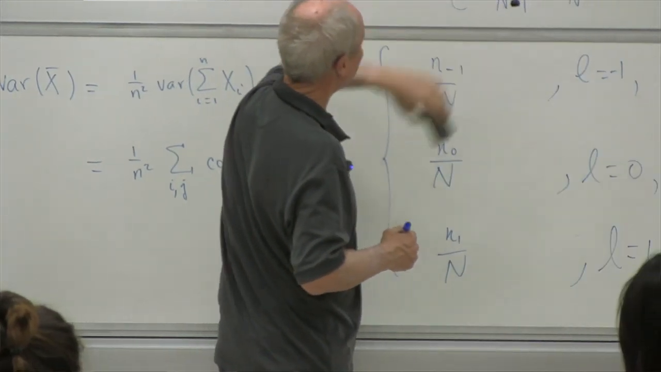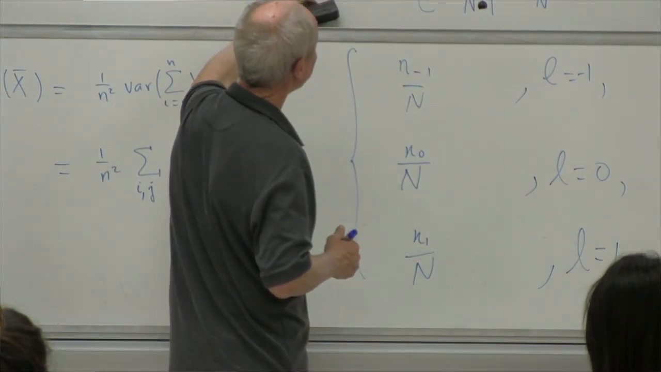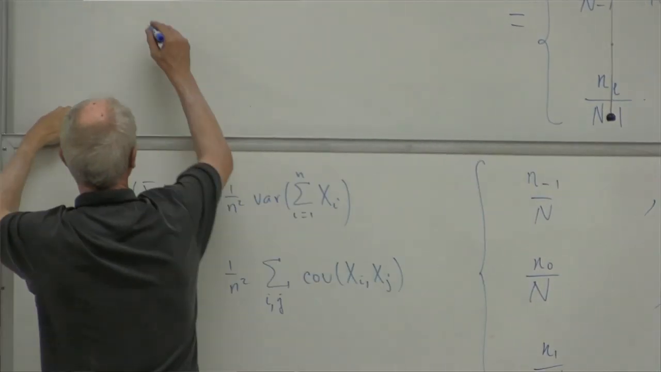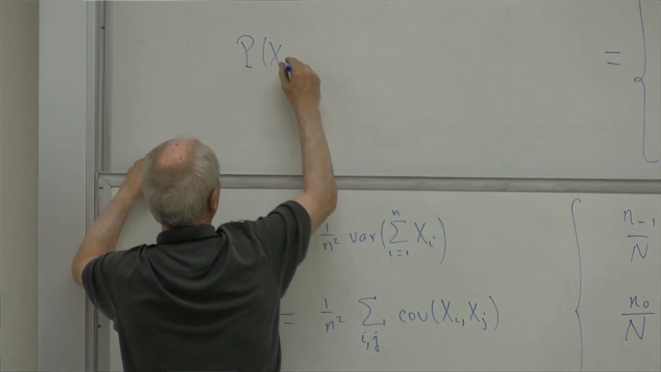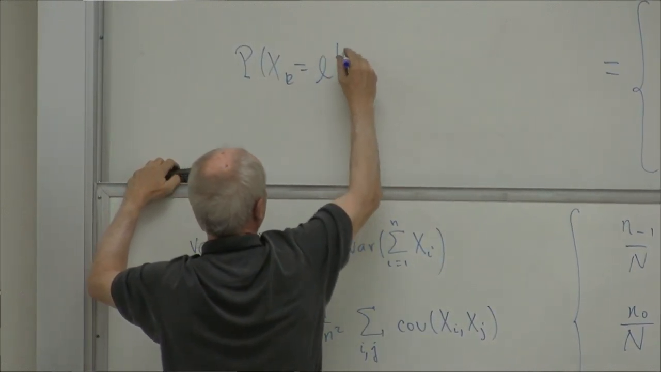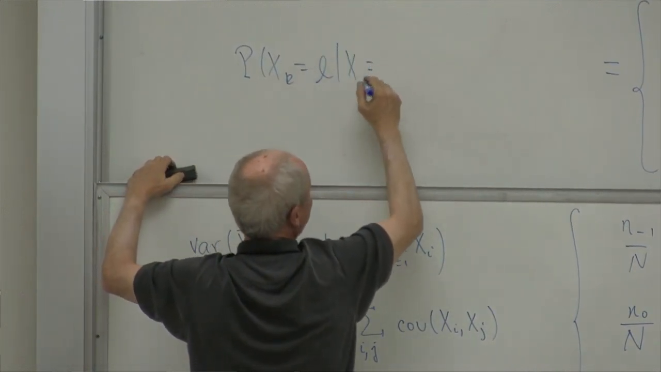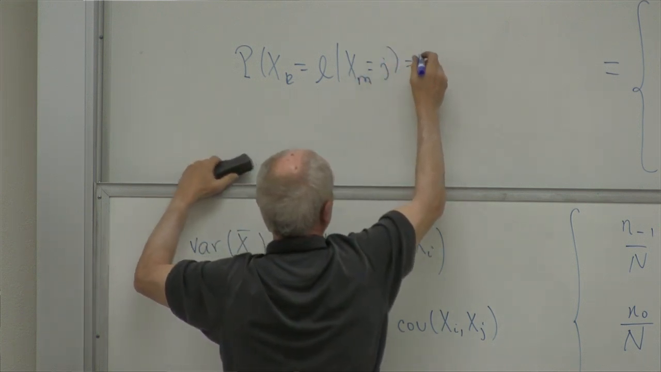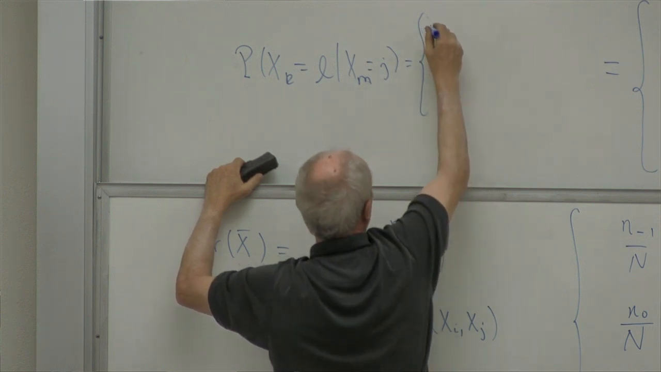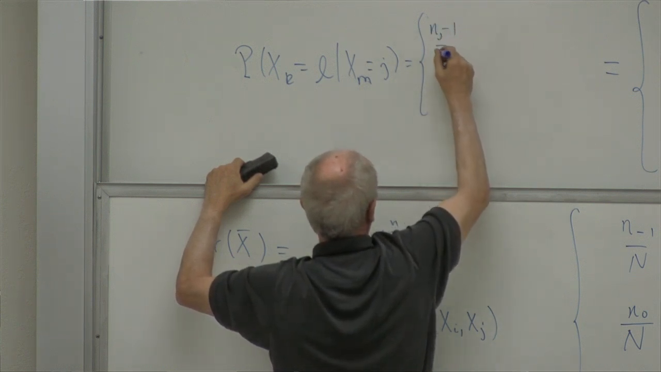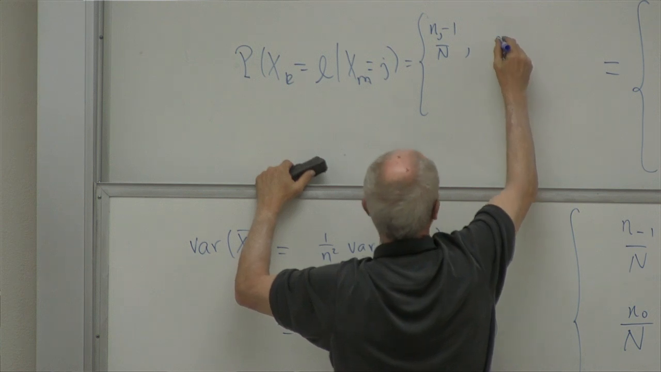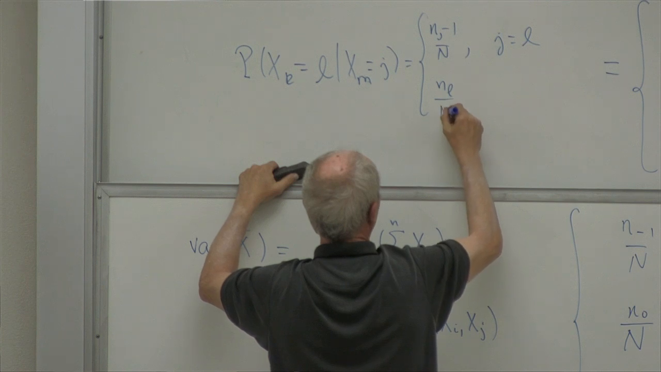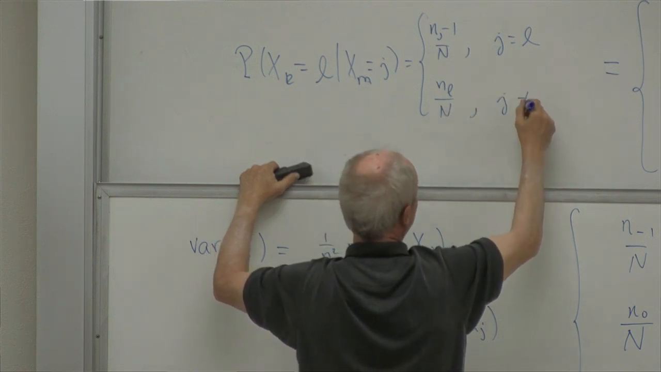Well, what does this say up here? Up here we find that the probability that xk is equal to L given xj is equal to xm is equal to j was (nj minus 1) over capital N if j is equal to L, and nL over capital N if j is different from L.